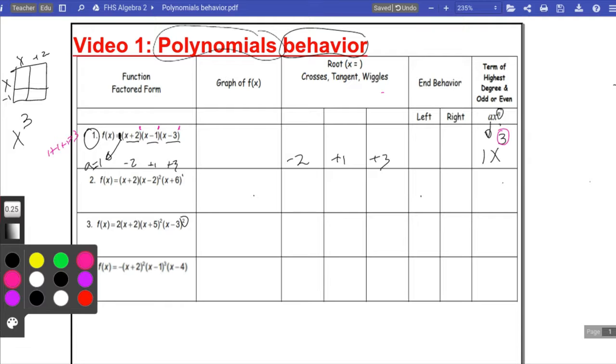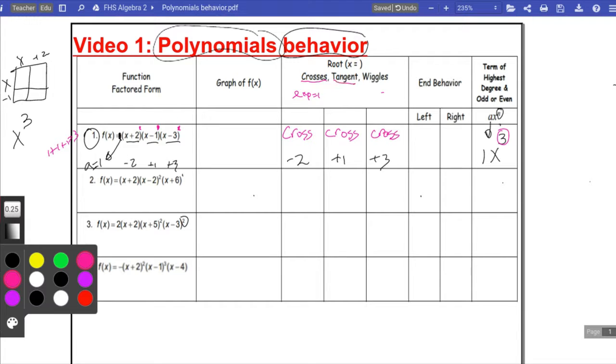All right, now, what did we do? With all these numbers, when you're graphing it, we know that it will cross at -2. But really, when the exponent is 1, it will cross. So we're going to write cross right here when you're graphing it. The exponent is 1 for this one as well. It's going to cross at +1. For the third factor, the exponent is 1 as well. It will cross as well.